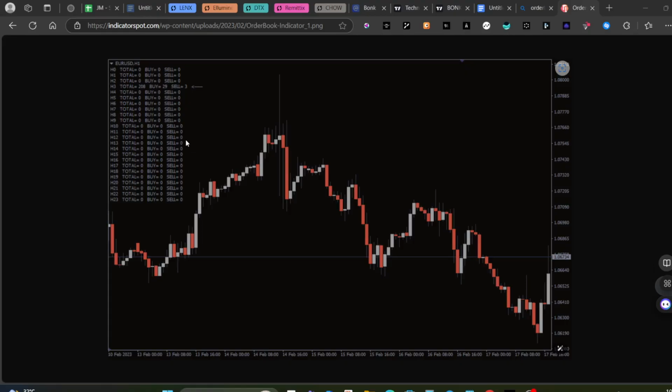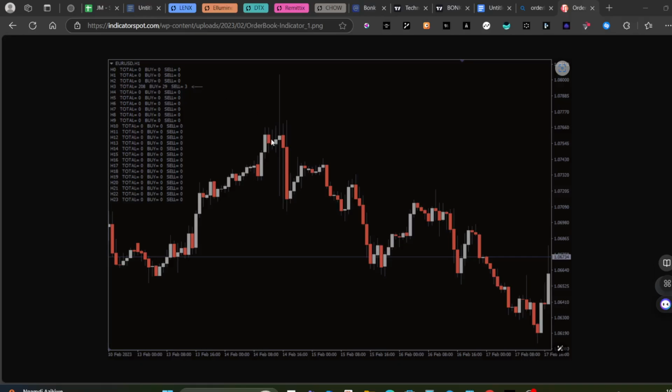So for each hour of the day, the indicator calculates the volume of buys and sells as well as the total trading volume and then displays this information directly on your chart, as we can see the information highlighted right here. You're going to see it in the comments area of your chart displayed as 24 lines, one for each hour of the day. Now each line shows you the hour number, total volume, and the breakdown of buys and sells.